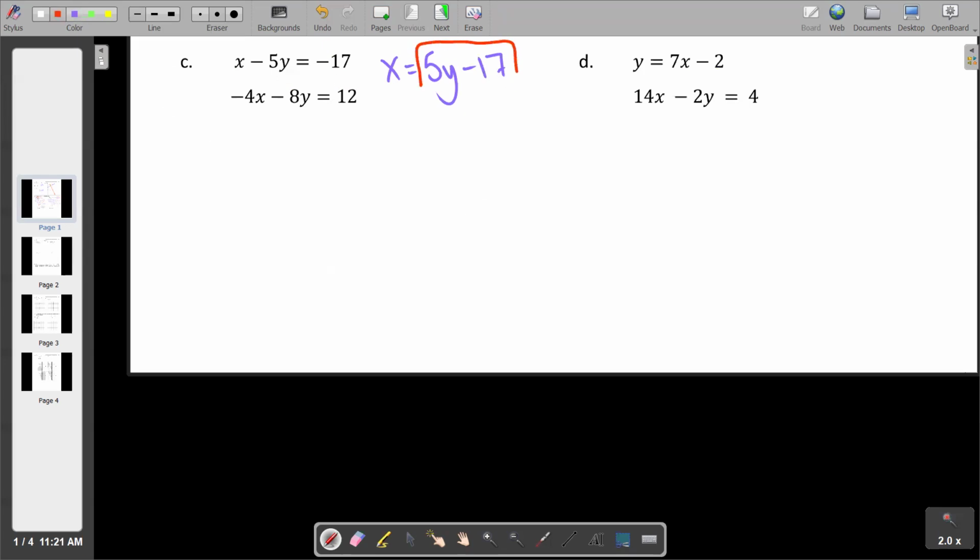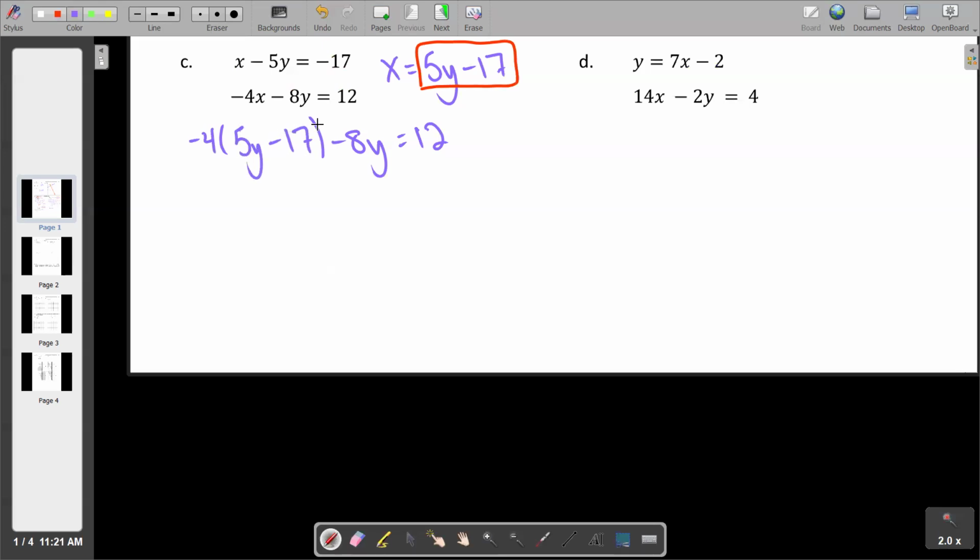By the end of February, our days of forgetting to change signs, they should be so long over. So positive 5y minus 17. You're going to put that back in place of x, and it's going to say negative 4 minus 8y equals 12. And then as always, into that void goes whatever we have in the box.